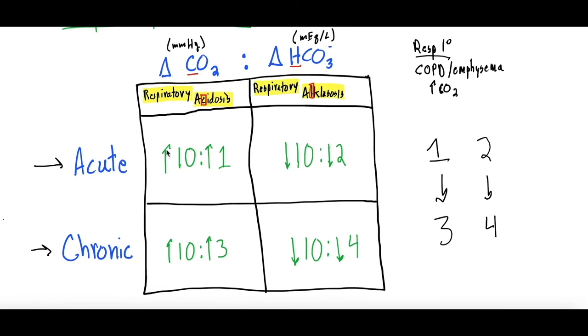And then you have acute, first row. Acute comes first, chronic, second row. Chronic comes later. And what this is telling you is the change in the CO2, because CO2 is first, compared to the change in the bicarb that you would expect for a compensated respiratory acidosis.